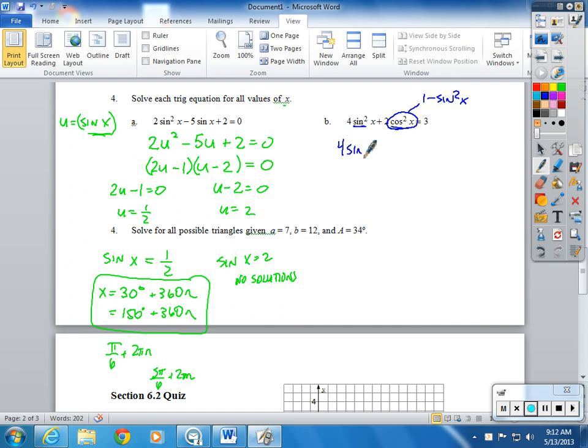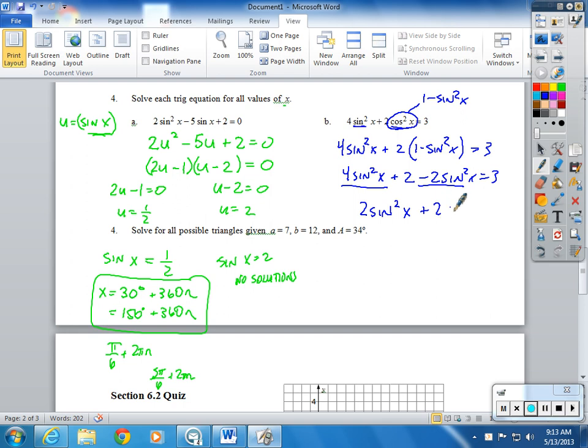So 4 sine squared of x plus 2 times 1 minus sine squared of x equals 3. So 4 sine squared x plus 2 minus 2 sine squared x equals 3. So the 4 sine squared and the minus 2 sine squared simplify to just 2 sine squared x plus 2 equals 3. So I subtract 2 from both sides. So 2 sine squared x equals 1.